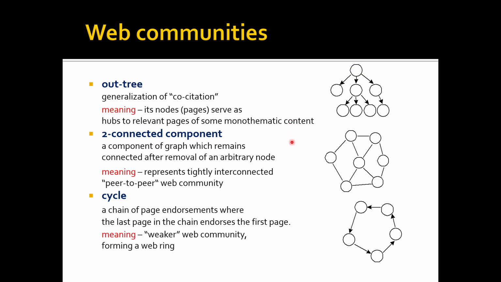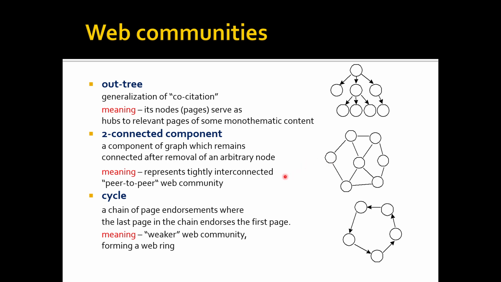Then a very interesting graph fragment is a k-connected component, or just a 2-connected component. The 2-connected component means that if we remove any of the nodes in the component, it still stays compact. It is still a one-component graph. It doesn't become disjoint. And if we have k-connected components, it's for larger numbers.